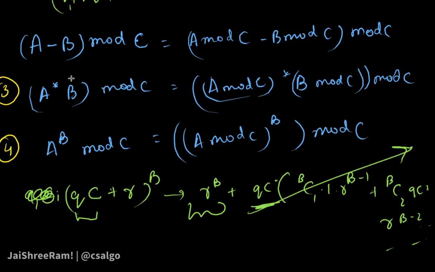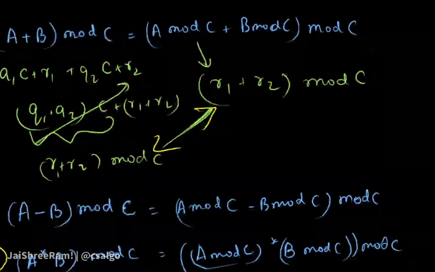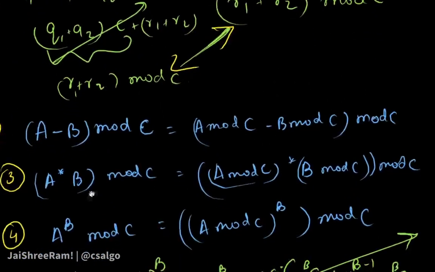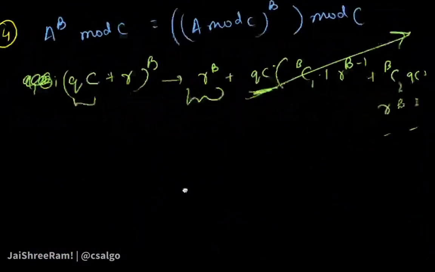So these are the properties. If you quickly revise, if you need to add two numbers, first take modulo and then add. If you need to subtract, take modulo and then subtract. If you need to multiply, first take modulo and then multiply. If you need to take power, you can take the modulo inside the base first and then get the power. Okay. So these are the properties.